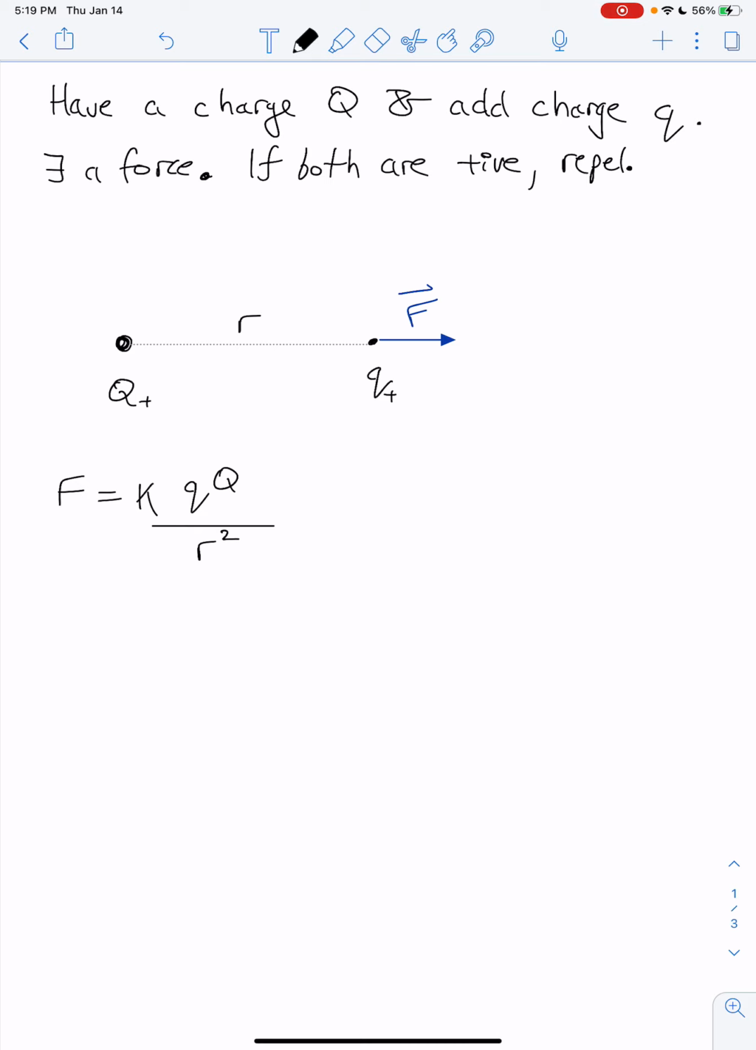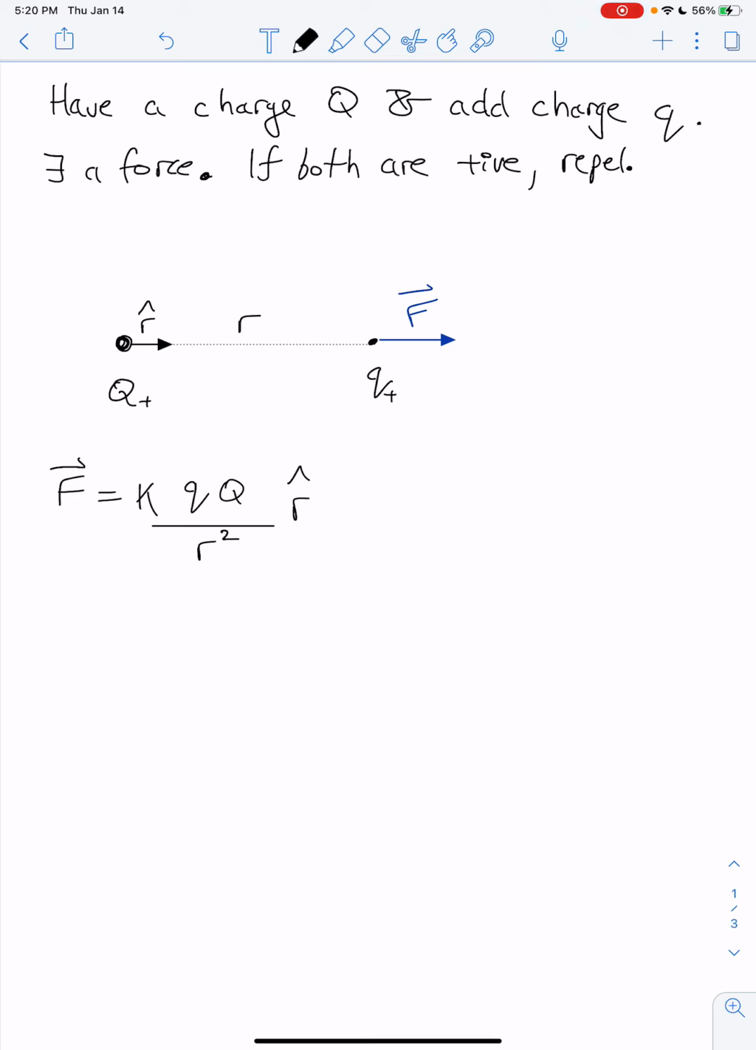Now, as well, we want to recognize that the force here is a vector, and in terms of what direction it's pointed in, we're also going to want to define a little r hat vector. And that's our unit vector for the direction. And that direction is going to be from big Q to little q, in the r hat direction. Okay, so that's our equation for the force that's being experienced by little q due to big Q.